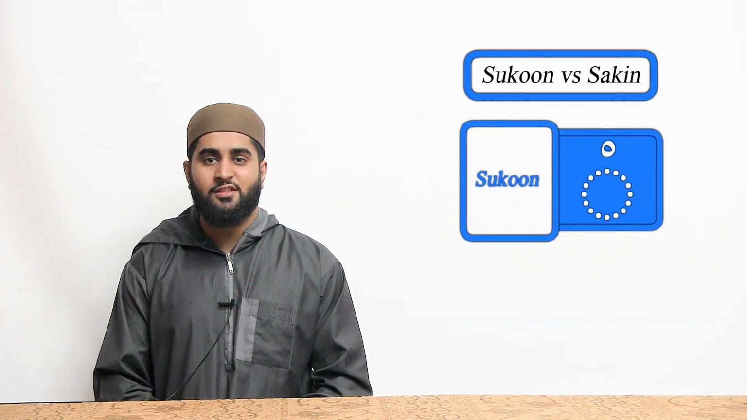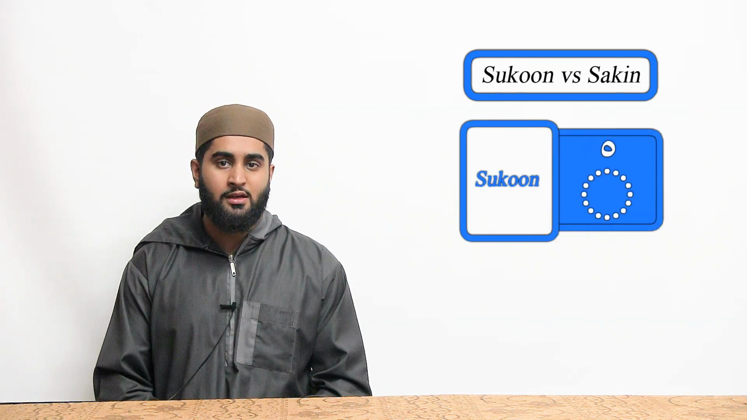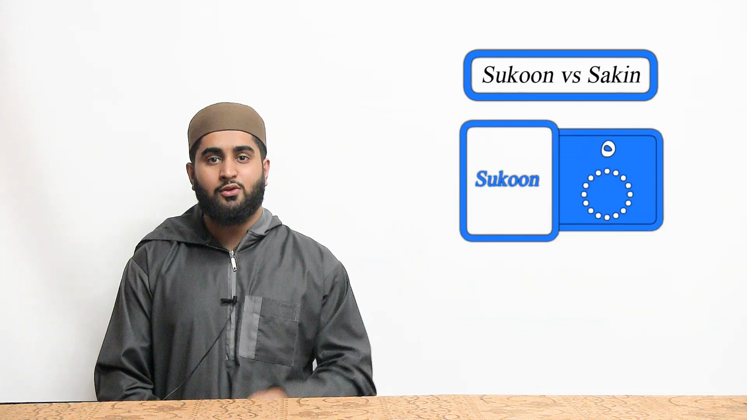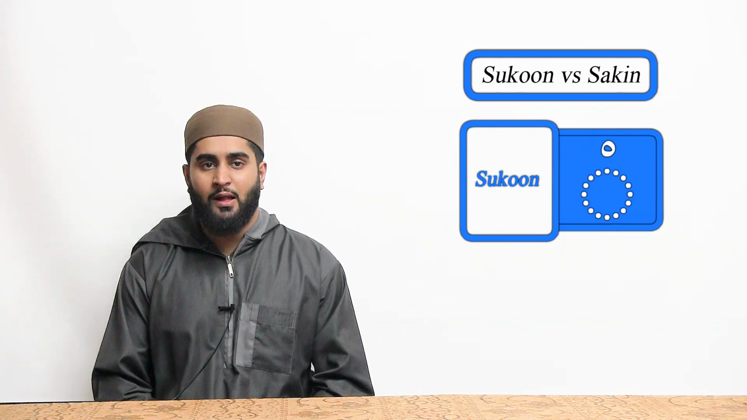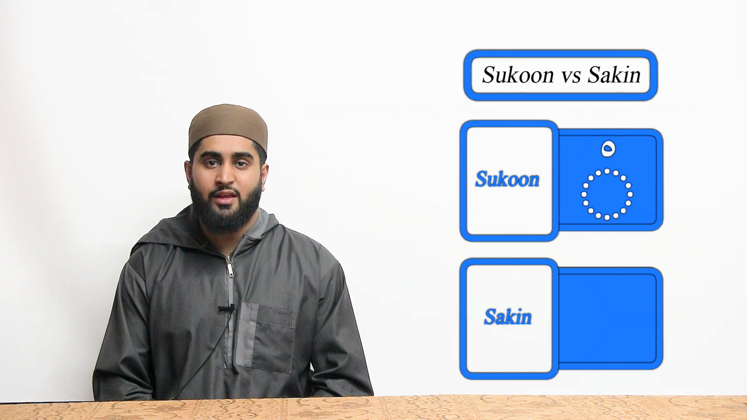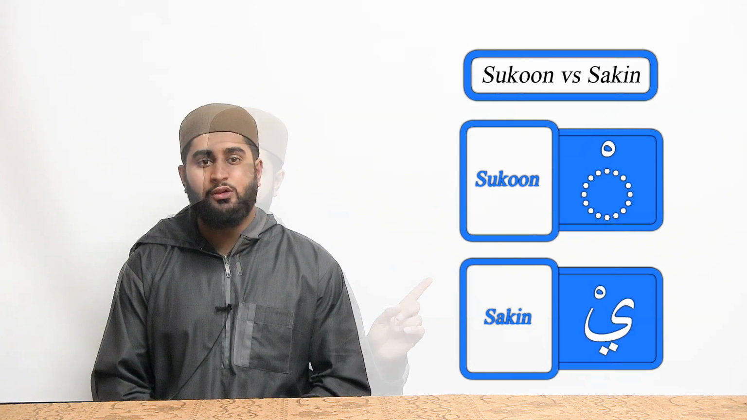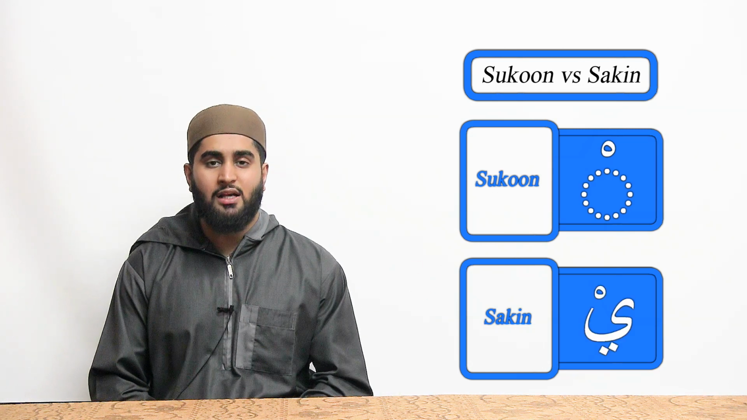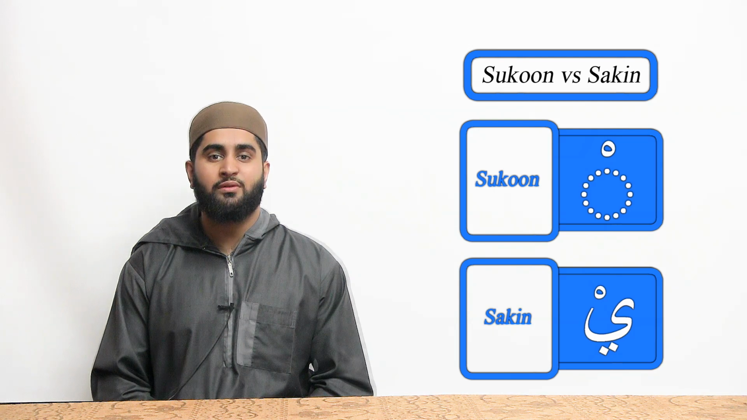Okay, simply put, a sukoon is just the symbol. As you can see here, a sukoon is just a symbol, and a sakin is this symbol on top of the letter. Example, so a sukoon is just a symbol, a sakin is a symbol on top of the letter.